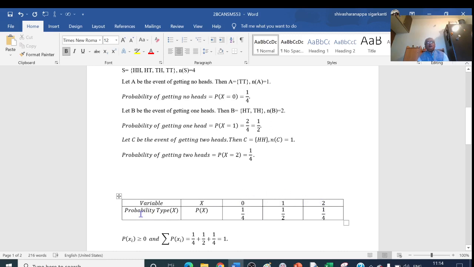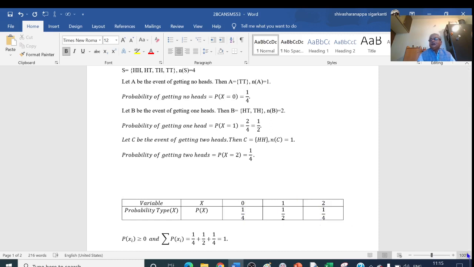And next, in the second row, I will write the probability of this x, that is P of x. When x is equal to 0, P of x is equal to 1 by 4. When x is equal to 1, the probability is 1 by 2. And when x is equal to 2, the probability is 1 by 4. So we are presenting x and the corresponding probability P of x.